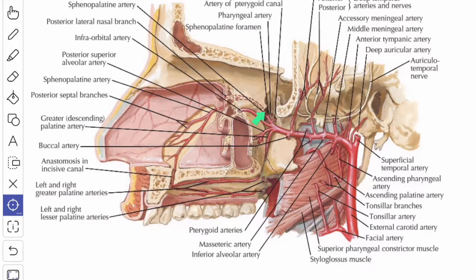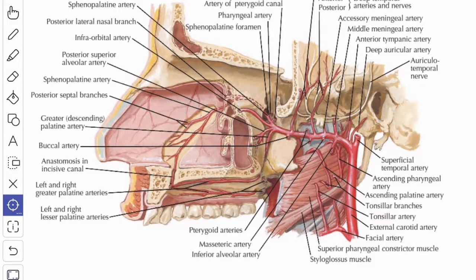The next artery we'll see is the sphenopalatine artery. The sphenopalatine artery is the continuation of the maxillary artery after passing through the sphenopalatine foramen. So this is the sphenopalatine foramen. It passes through the sphenopalatine foramen and enters the nasal cavity, and here it divides into posterior lateral branches which supply the lateral wall of the nasal cavity, and also the posterior septal branches which supply the posterior part of the nasal septum.